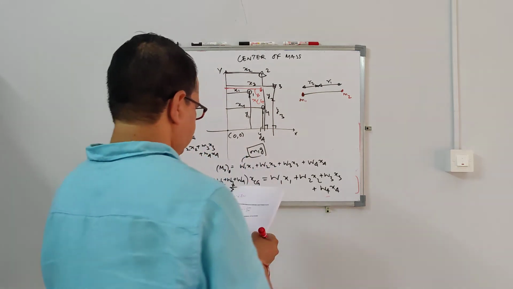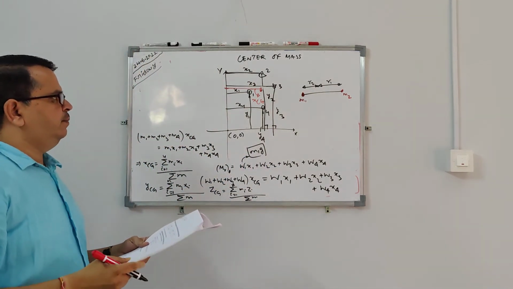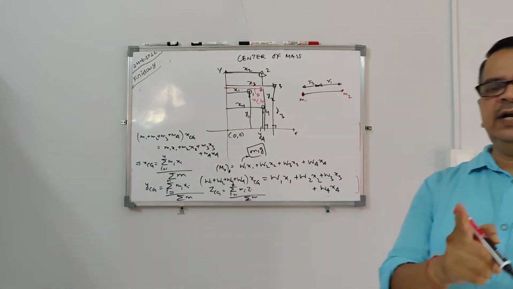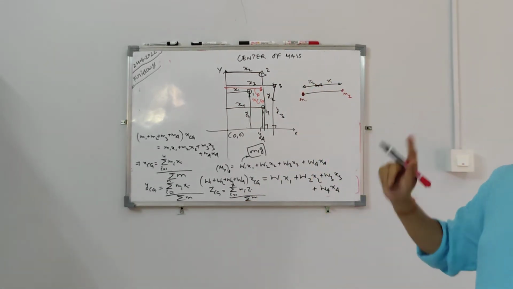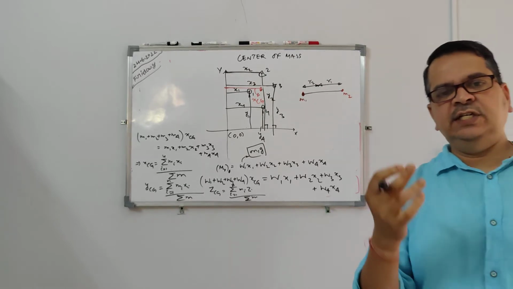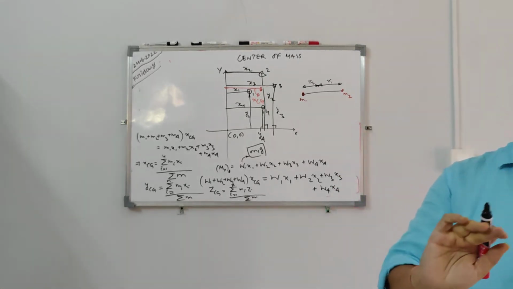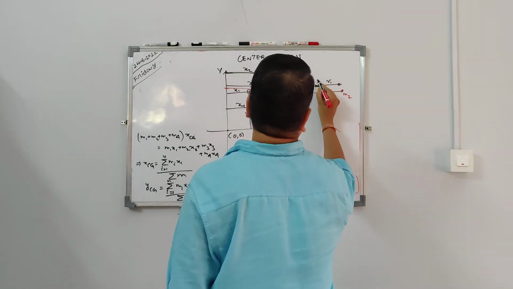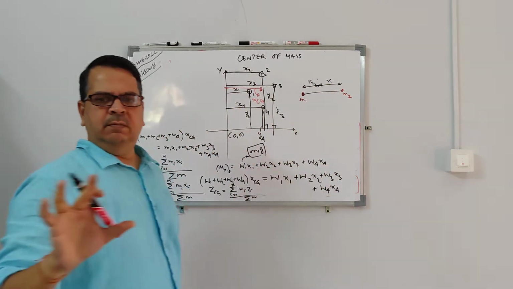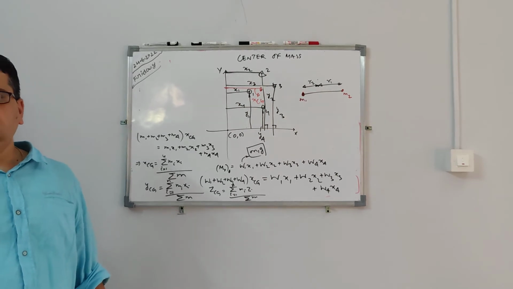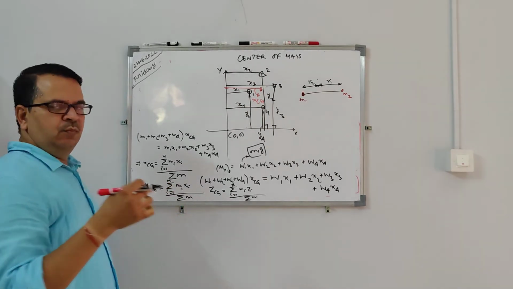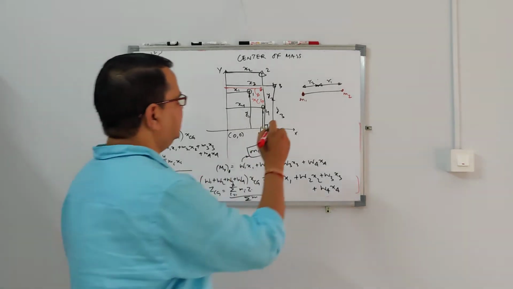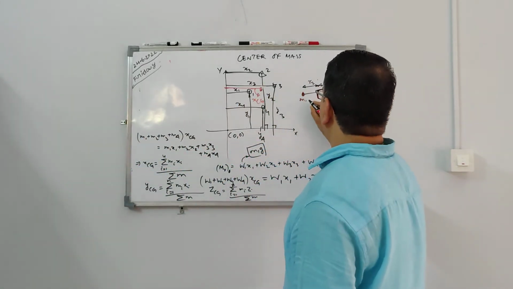So what happens if you take moment about CG? Moment about CG will always be 0. CG is the point about which moment will always be 0. In any system, moment about the CG point will be 0. That you just remember.